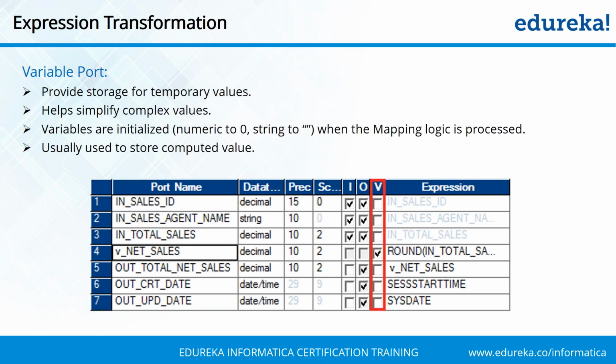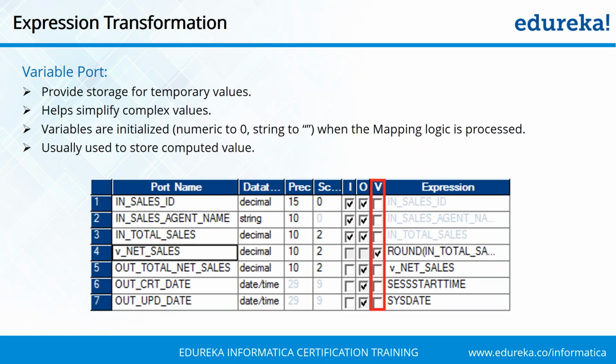Now apart from this, the variable port can also be used to compare the values present in different records. So let's say you have consecutive records and you wish to check the salary that is present for each of these employees. You can store the value of the salary from the first record into the variable port and then compare it with the second record. So are we clear with respect to how you make use of a variable port? So Matthew says clear, Dave is clear, Ajay is clear.